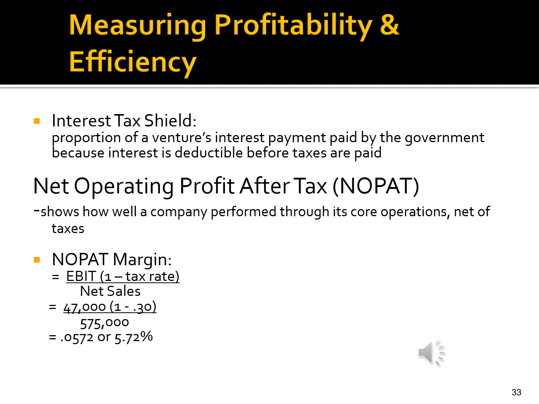Okay, next is NOPAT, net operating profit after tax. It shows how well a company performed through its core operations net of taxes. So it is calculated based on earnings before tax, in brackets 1 minus tax rate, and divided by net sales.